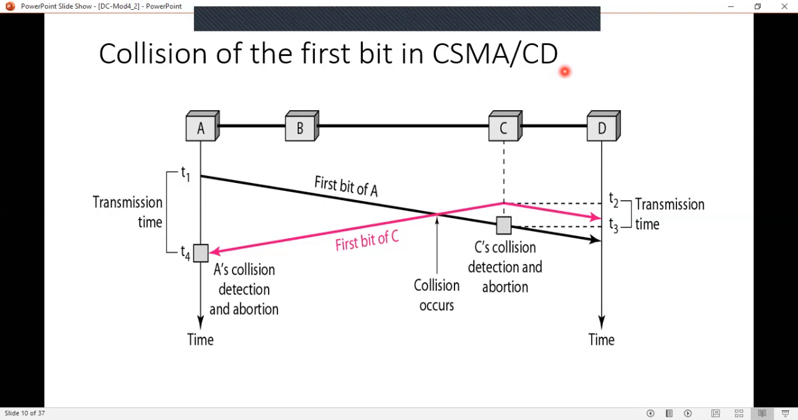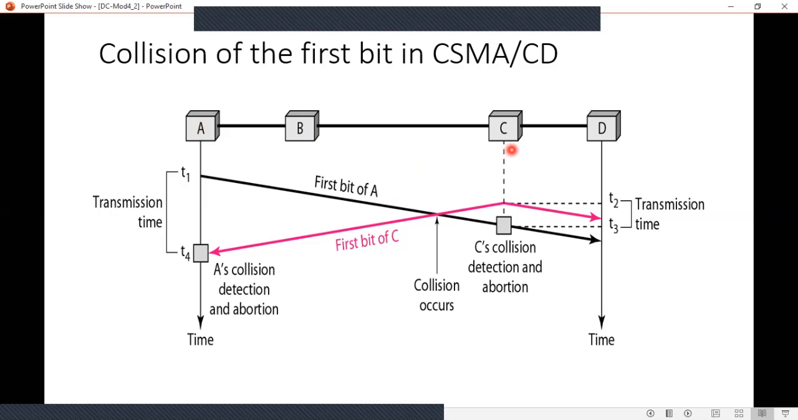In this CSMA/CD, that is carrier sense multiple access with collision detection, a station monitors the medium after it sends a frame to see if the transmission was successful. If there is a collision, then the frame is resent. It will send the frame again. To understand better, let's see this diagram here. This diagram shows where A and C collide. How the collision occurs, we'll see.